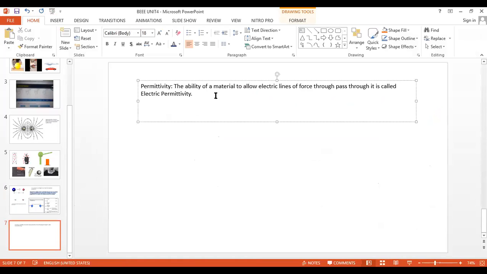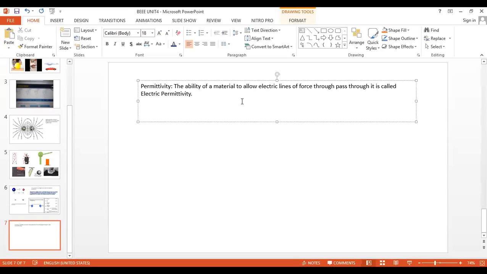The ability of a material to allow electric lines of force to pass through it is called electric permeability, let us say. Okay, let us say I'm giving you one pipe and that pipe is allowing maximum water to flow through it. Then I will say it is certain, okay, it is allowing the water. So I'm giving you one particular object.